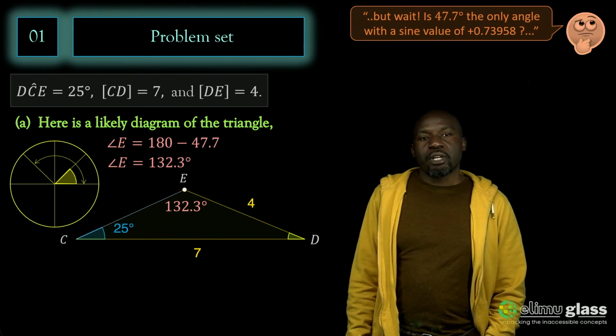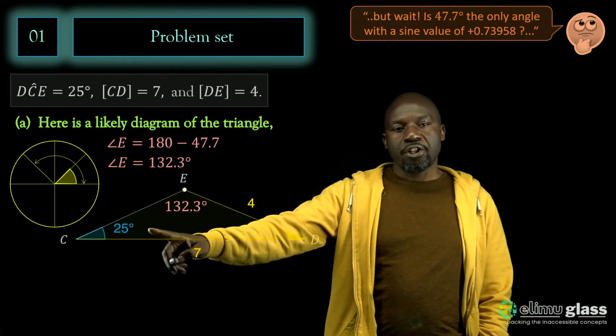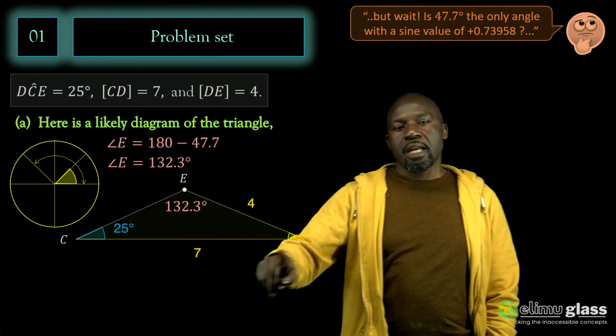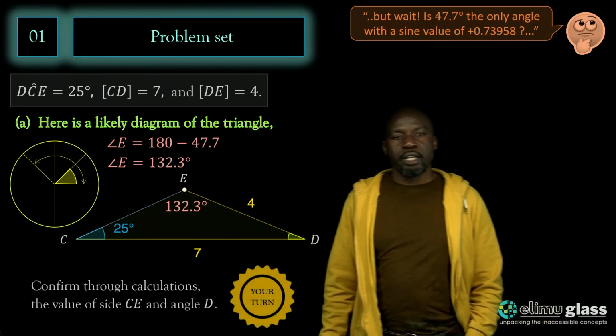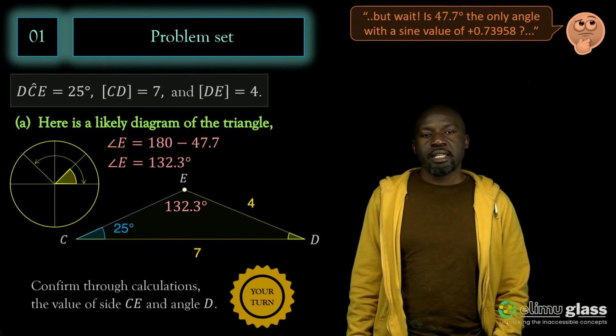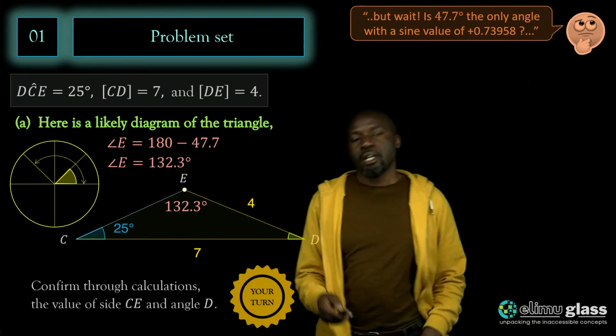Your task now, what I would like you to do, is to try to confirm the figures we've seen in the simulation, confirm the length of CE and the angle D by some calculation. So confirm through calculation the values of side CE and angle D. This is your turn to try out the question.